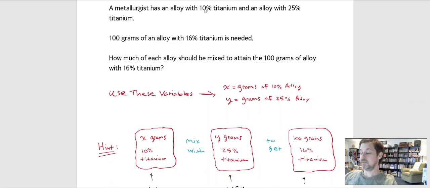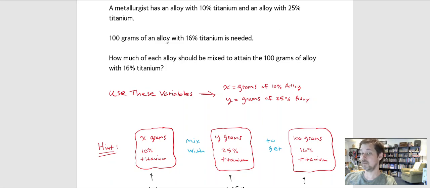That means that if it's 10% titanium, 10% of it is titanium, and the rest is something else that we don't need to worry about. Same thing with the 25% alloy. 25% of it's titanium by weight, and the rest of it we don't need to worry about. What we need is to mix these together and get something in between. If you mix a 10% and a 25%, you get something in the middle somewhere, depending on how much of each of these you used.